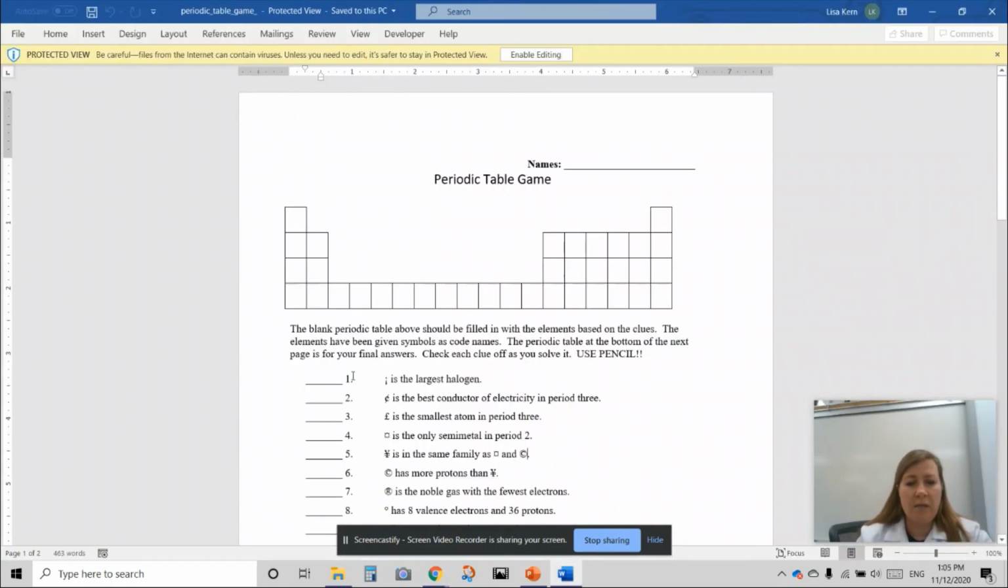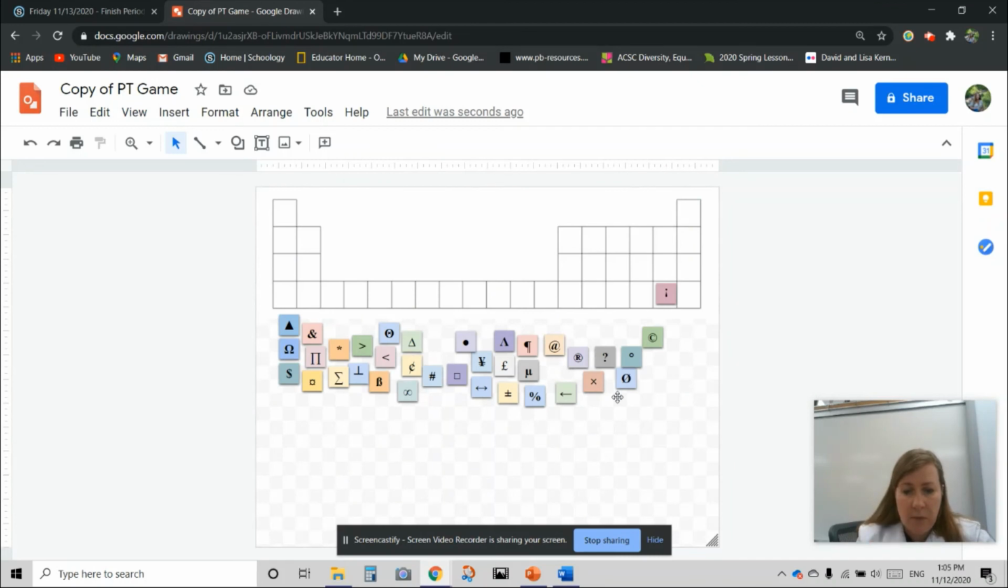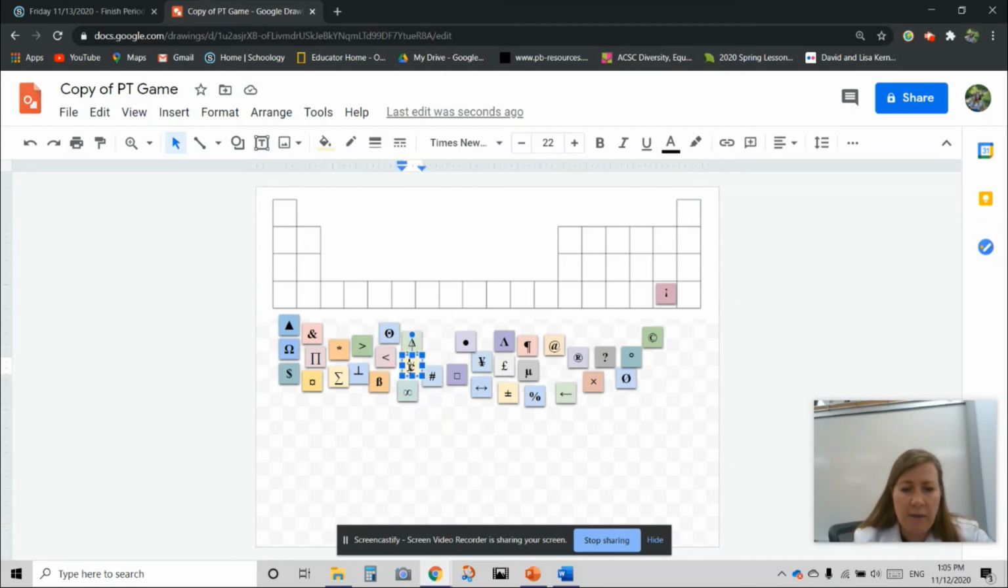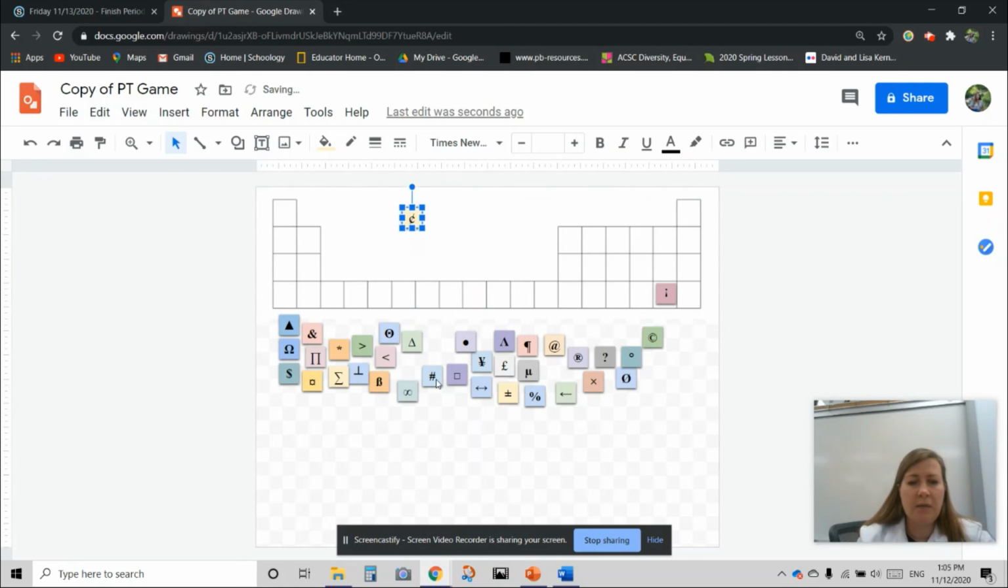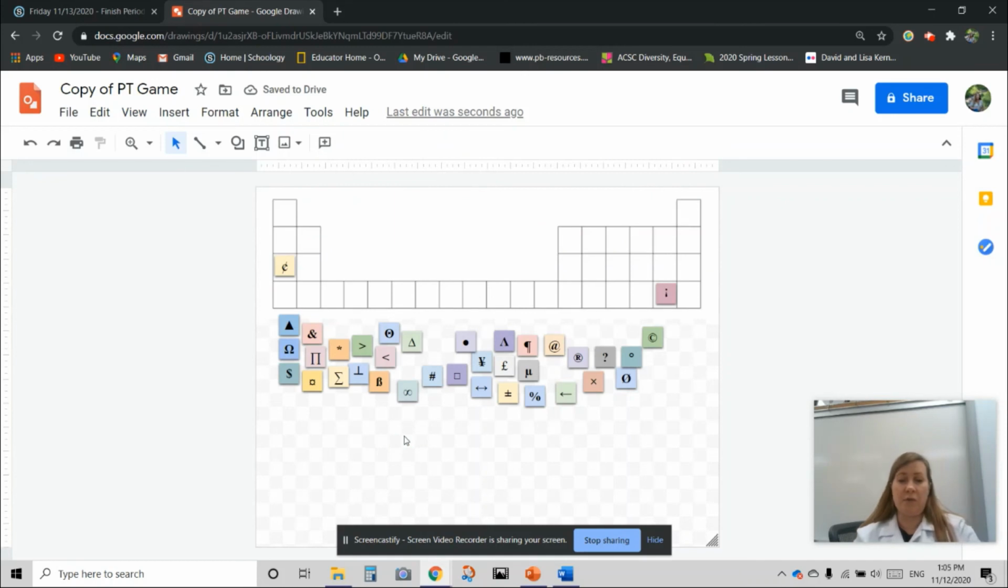So then we're going to go back to our clues, and it says cent sign is the best conductor of electricity in period 3. Well, cent sign is located here. You have to click the edge, not the inside. And period 3, well, here's period 1, here's period 2, here's period 3, because they go across. And the best conductor of electricity is the most metallic element, and metallic elements are more to the left. So if it's the most metallic, best conductor, it's going to go there. So I've given you the first 2 already. There are 36 that you need to do.